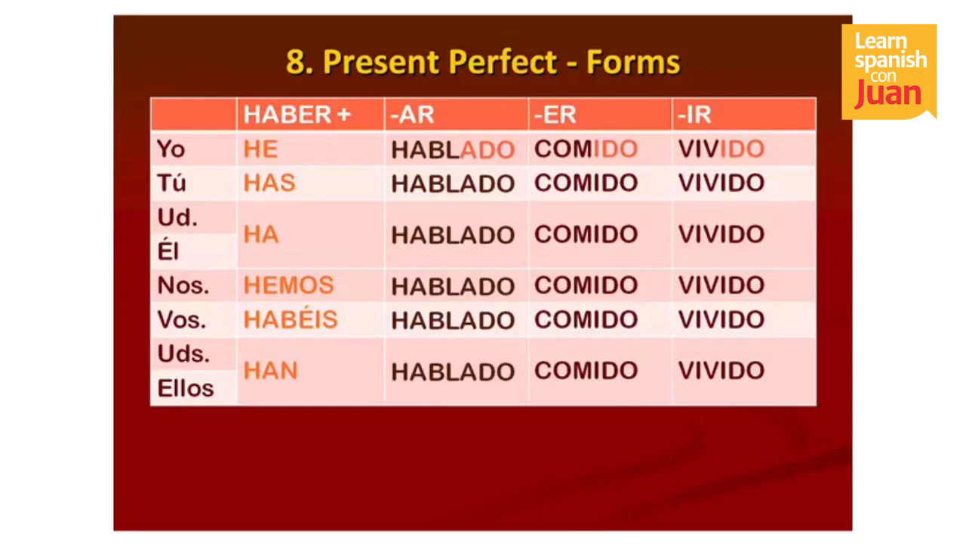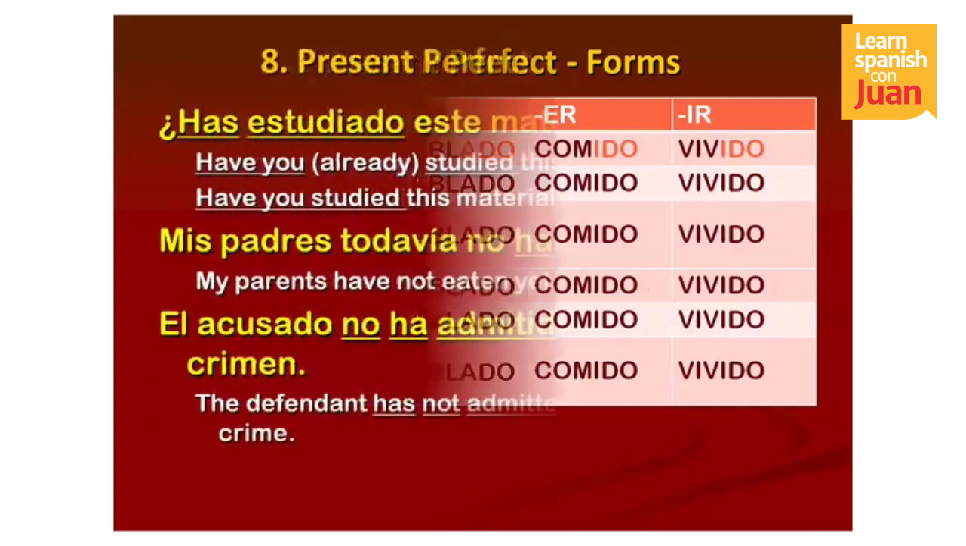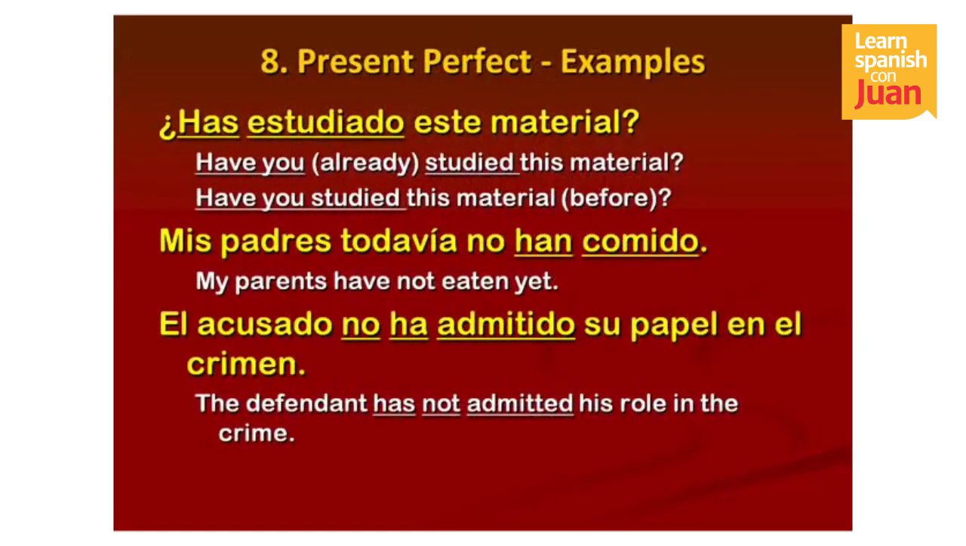All right, so let's take a look at this particular tense here, the present perfect. You can see that we have the present indicative forms of haber, has, ha, hemos, habéis, han, without pronouncing the H at all, and then the past participle forms, hablado, comido, vivido. How about uses on the next slide?